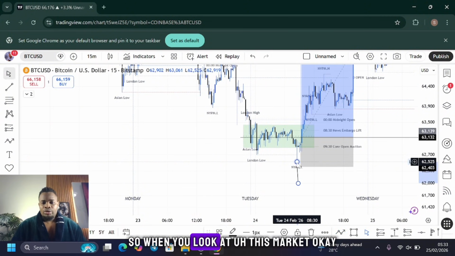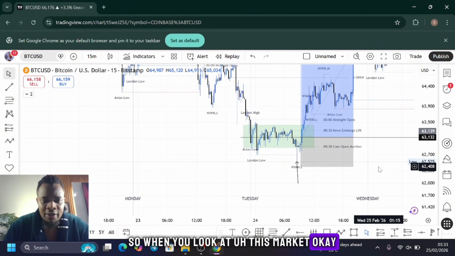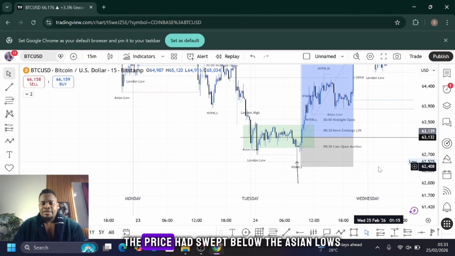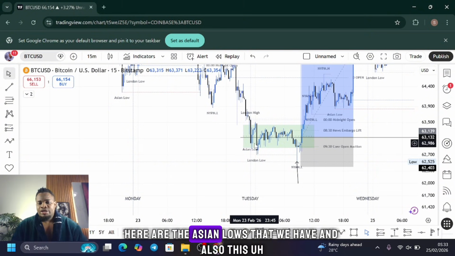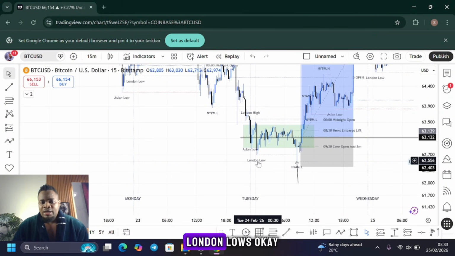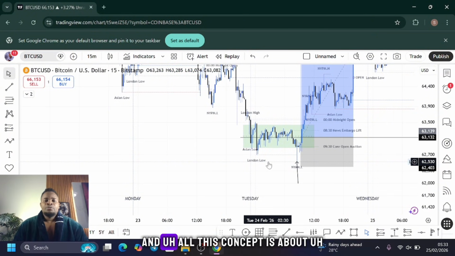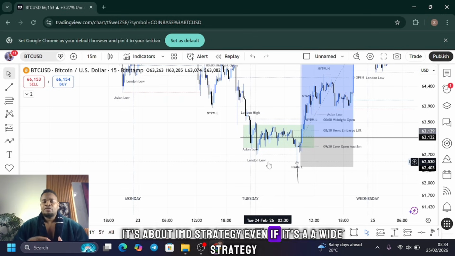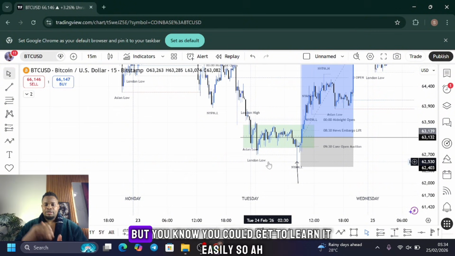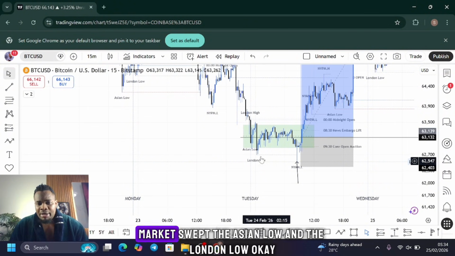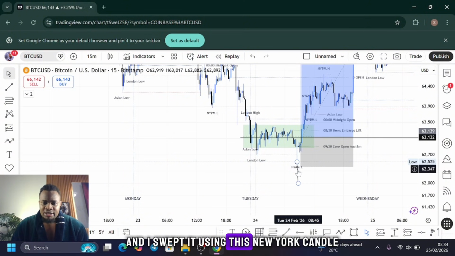So when you look at this market, the price had swept below the Asian lows and the London lows. Here are the Asian lows that we have, and also these London lows. All this concept is about the AMD strategy, even if it's a wide strategy, you could learn it easily. So the market swept the Asian low and the London low.